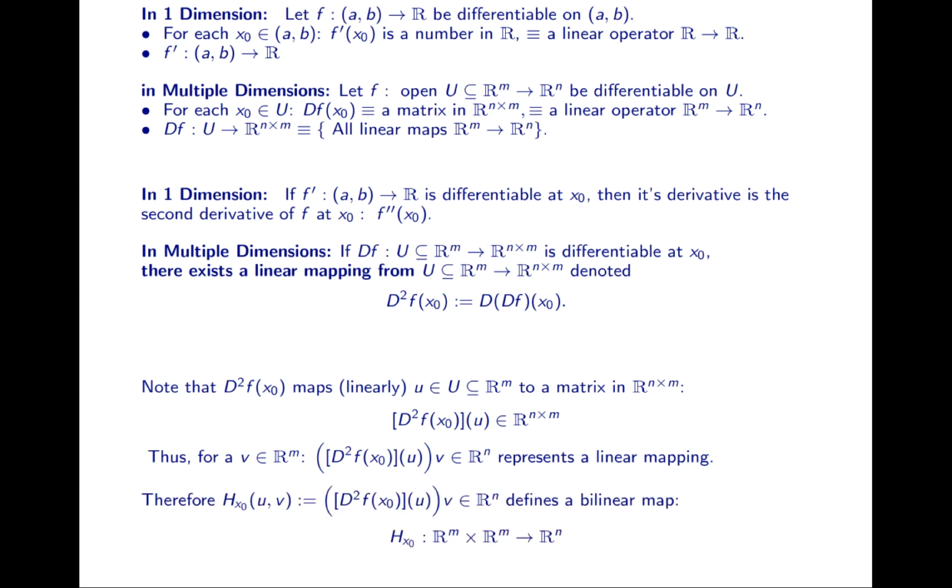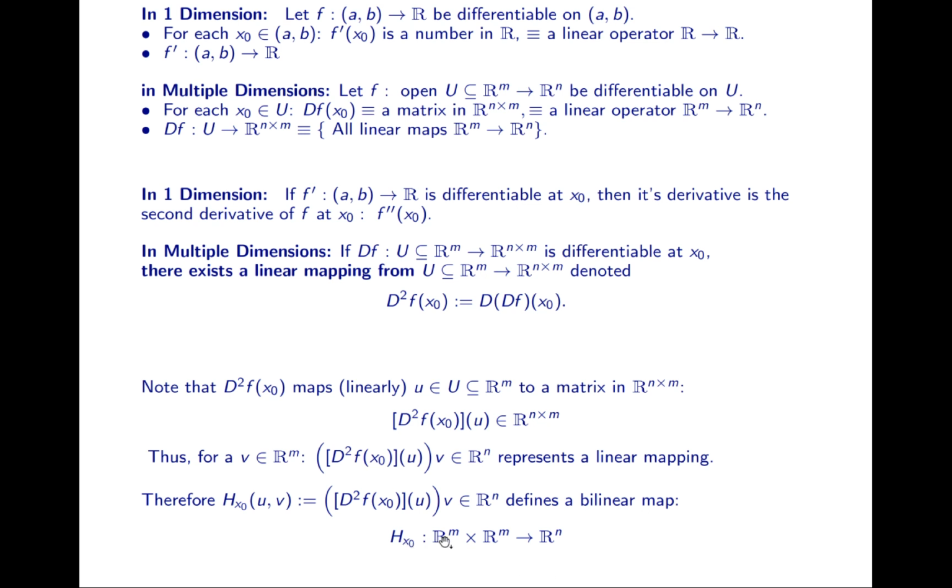Because they're linear in the u and v arguments, I have a bilinear map. I can define this operation as some bilinear map h, which of course depends on x naught. It depends on where we're evaluating the second derivative. Some h x naught of u, v, and this is bilinear with respect to u and v because it represents two linear mappings.